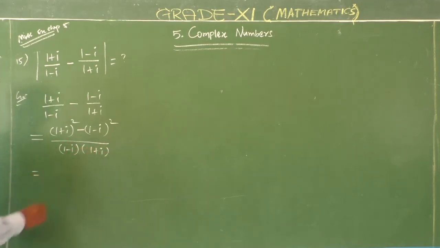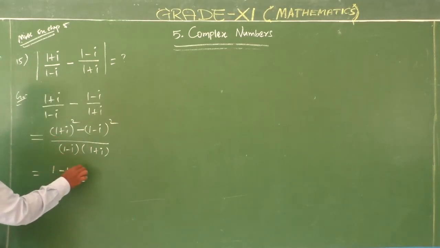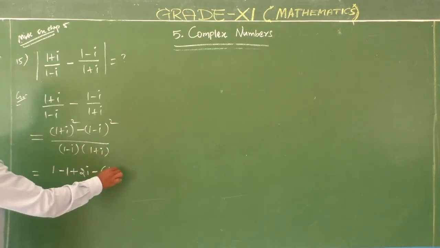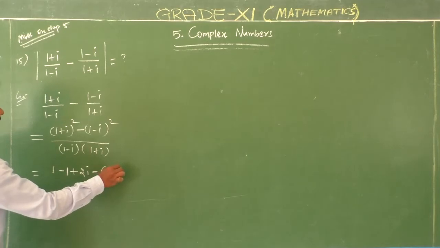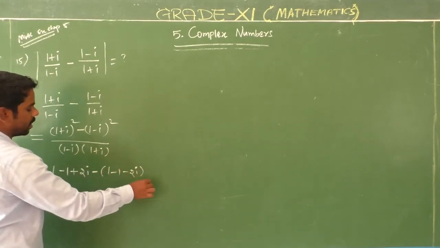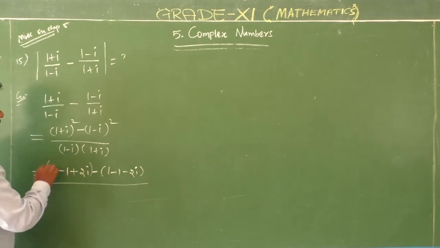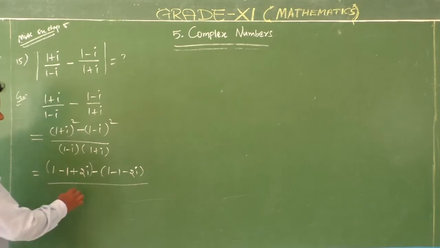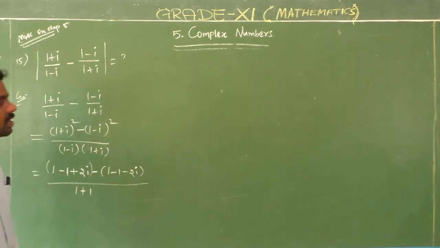So (1 plus i) whole square is 1 plus i squared, which is minus 1, plus 2i. So that is 2i. (1 minus i) whole square is 1 minus 1 minus 2i, which is minus 2i. Whole divided by (1 minus i) into (1 plus i). That is the (a plus b)(a minus b) formula, so 1 squared minus i squared is 1 plus 1.